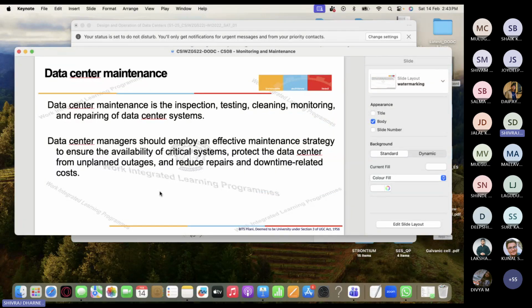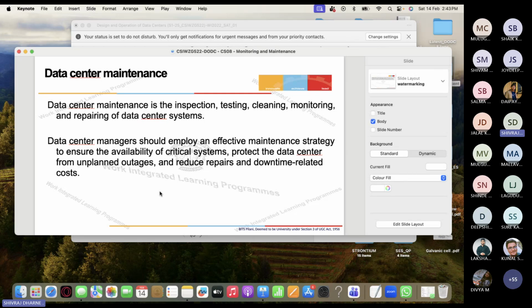So once I have tools and mechanisms to understand or monitor the data center, then how do you use that data to maintain the data center? Data center maintenance basically means you need to inspect, test, clean, monitor, and repair the data center. That is maintenance. Like you maintain your car, you maintain your data center, right?